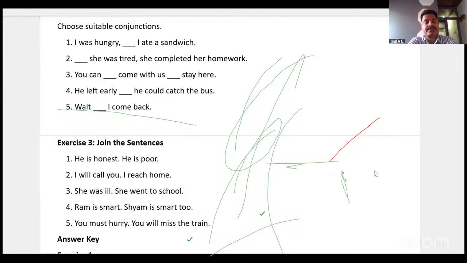Next sentence, please. When the bell rang, the students left. Or you can say, no sooner had the bell rung than the students left. Okay, like that we can say. Or else we can say, as soon as the bell rang, the students all left. Yes. Is there any other sentence, ma'am? Yes, sir. Thank you so much.